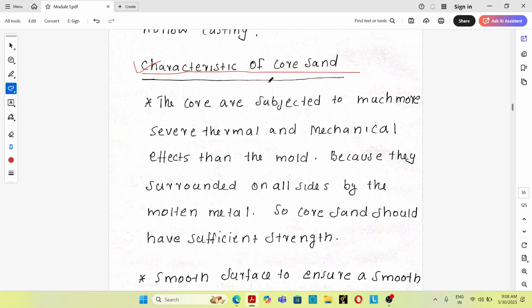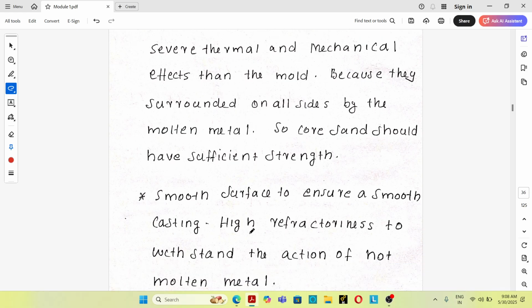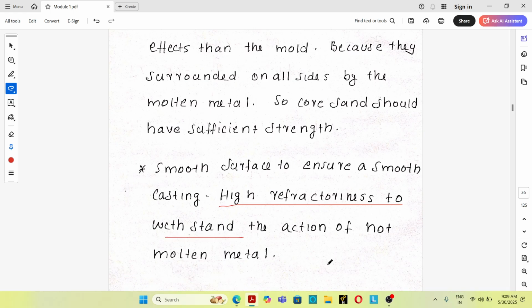See, core sand is usually subjected to severe thermal and mechanical conditions because it is surrounded on all sides by molten metal. During the sand casting process, the entire core is surrounded by molten metal. So it is subjected to the most severe thermal and mechanical conditions. So core sand should have sufficient strength to withstand the temperature and mechanical effects. So core sand should have high refractory strength. That's the first characteristic of a core sand. It should have high refractory strength and should withstand the high temperature of molten material.